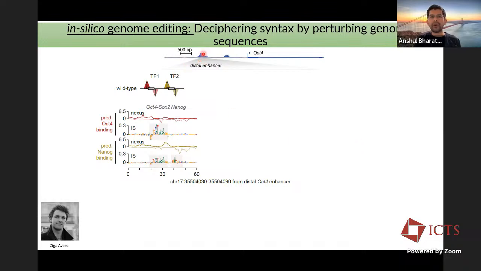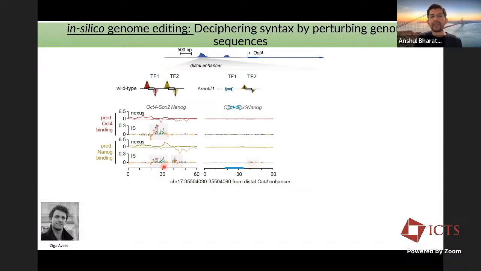Now we can repeat this in silico, in the genome itself. So you're taking that same OCT4 enhancer, and I'm going to repeat this now in the actual enhancer. This is not a synthetic sequence anymore. The sequence contains the OXOX motif and a little nanog motif. And as I showed you before, OCT4 doesn't seem to care about the nanog motif. The nanog binding seems to care about the nanog and the OXOX motif. So I can delete the OXOX motif and predict the effect on OCT4 binding, and it predicts a complete loss of OCT4 binding.